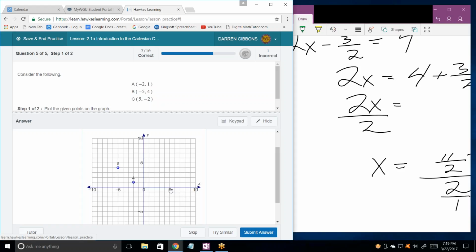Okay. And C, I go to the x-coordinate first, which is +5, and then I go to the y-coordinate, which is -2. Okay.